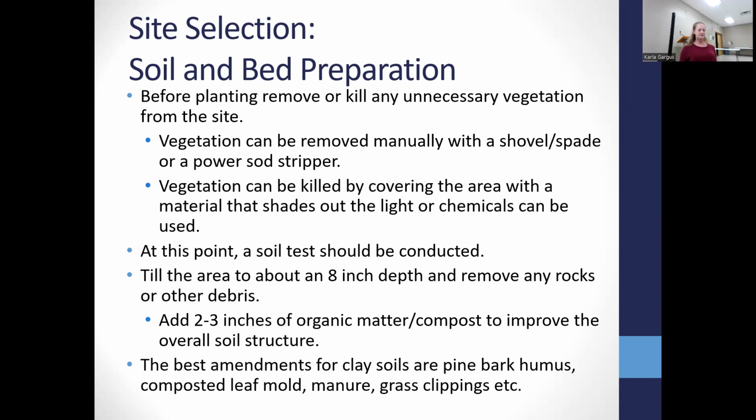Some of the best amendments for your clay soil are going to be pine bark, humus, composted leaf molds, manures, grass clippings, etc. You want to make sure that all of these products are composted completely, because if you put in grass clippings and they have seed heads on them, you're going to have grass. You're going to have different types of seeds popping up.